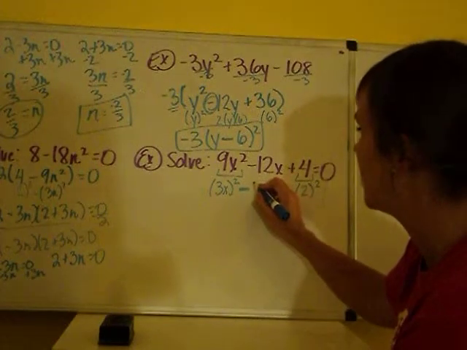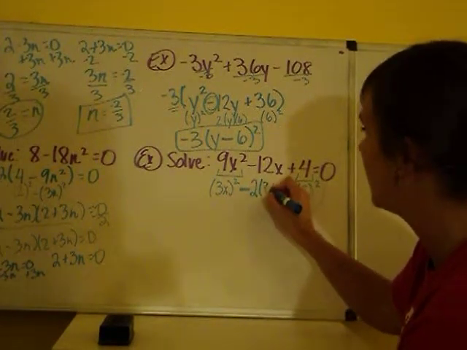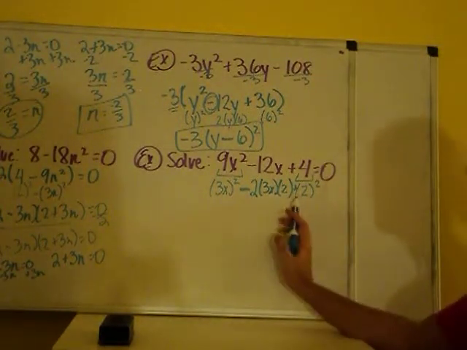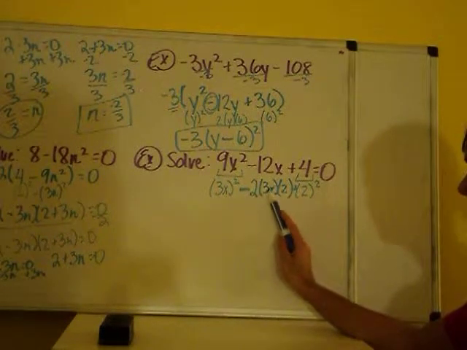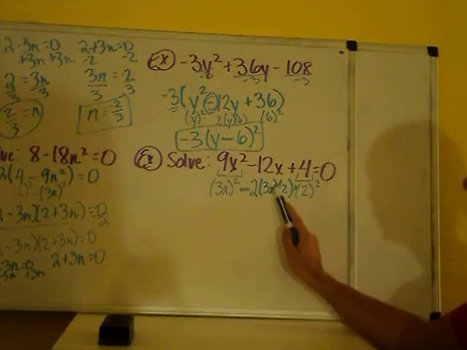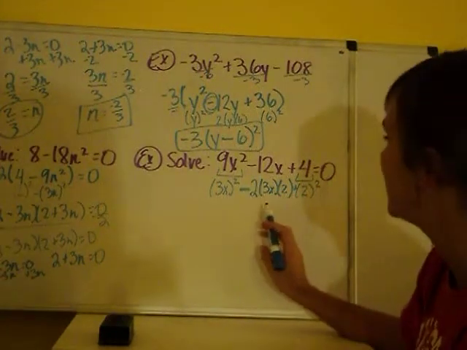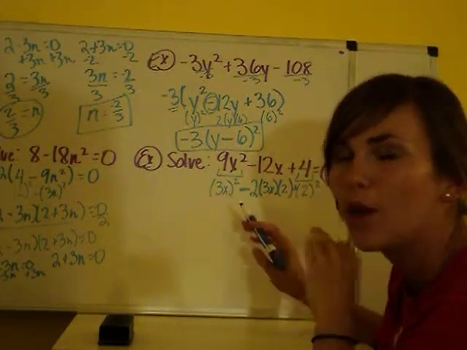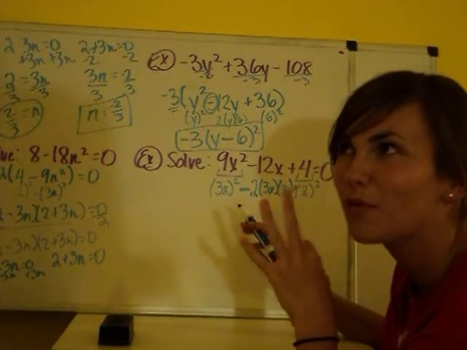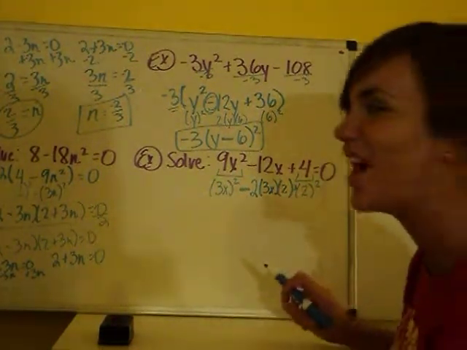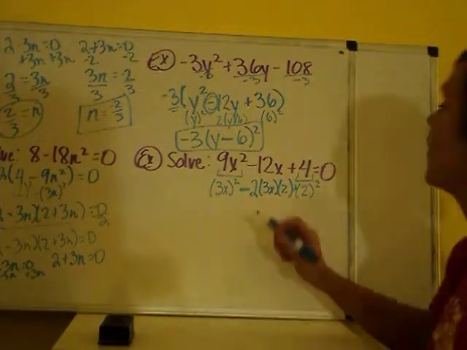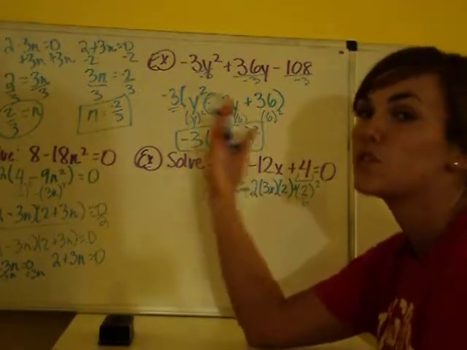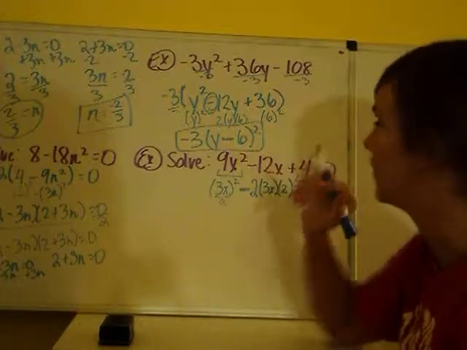Is 12x the same thing as 2 times my a times my b? Does this equal 12x? 2 times 3 is 6, times 2 is 12x. Lovely. So that means that this is a perfect square trinomial. Monomials. 3 monomials. 3 terms. So since this is a perfect square trinomial, this is my a, and this is my b. If you haven't noticed by now, whatever is being squared to get that number, it turns out to be your a and b. I hope you picked up on that.